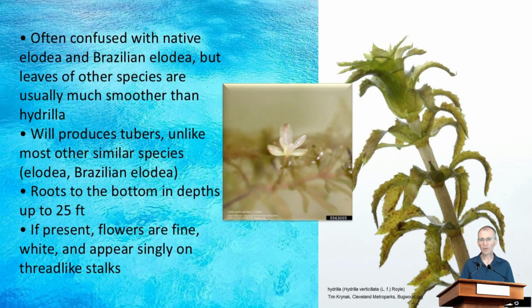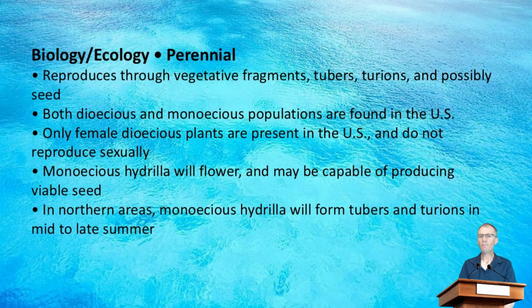Will produce tubers unlike most similar species, elodea and Brazilian elodea. Roots to the bottom in depths up to 25 feet. If present, flowers are fine, white, and appear singly on thread-like stalks. Biology and ecology. Perennial. Reproduces through vegetative fragments, tubers, turions, and possibly seed.